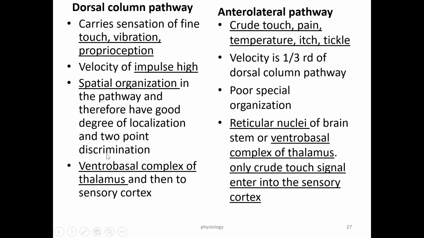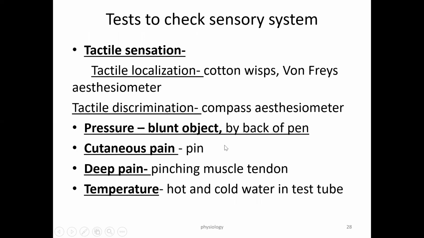In the dorsal column pathway, the third order neuron starts from the ventrobasal complex of the thalamus and then goes to the sensory cortex. While in the anterolateral pathway, for fast pain, the relay is mainly the reticular nuclei and the ventrobasal complex and then the sensory cortex. While the slow pain pathway goes mainly through the reticular group of nuclei, thalamus, then hypothalamus and periaqueductal gray matter. Okay, so this is about the anterolateral pathway.